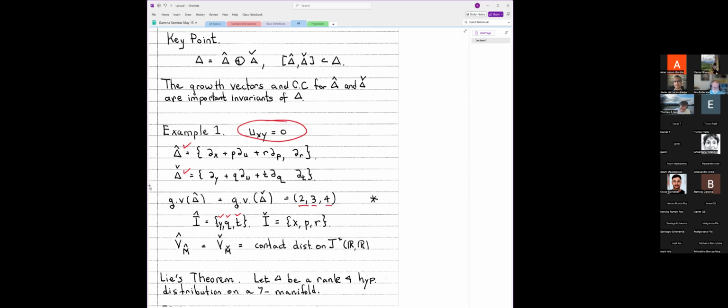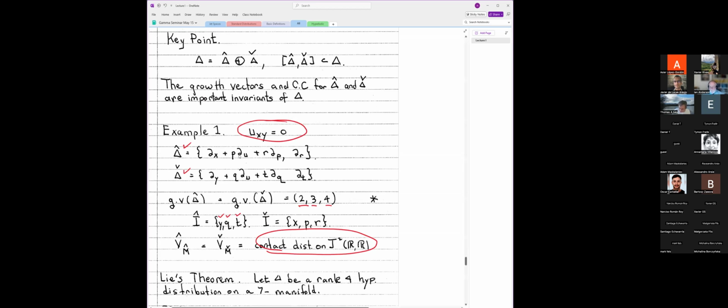What's the restriction? The restriction of this to its level sets, you can see it right away. It's the contact distribution on J2(R,R). So for the wave equation, these Vessiot distributions are the contact distribution on J2(R,R). And a classical theorem of Lie says that completely characterizes the wave equation.